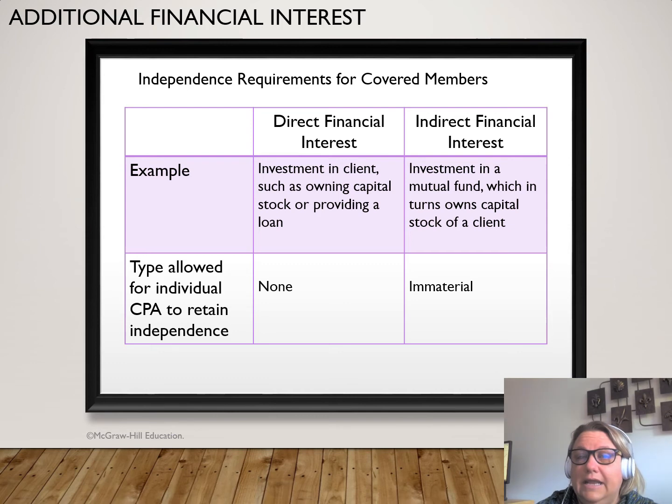An indirect financial interest is an investment in a mutual fund, which in turn owns capital stock of the client. So let's say we've got a mutual fund. We all have retirement funds, or maybe we don't. If you don't, you should definitely start one. That mutual fund has hundreds of stocks, and somewhere in there, you just happen to roll in a tiny hundredth of a portion of Facebook, and you're on the Facebook audit, and you probably don't even know that they've invested in Facebook this week. That's immaterial.